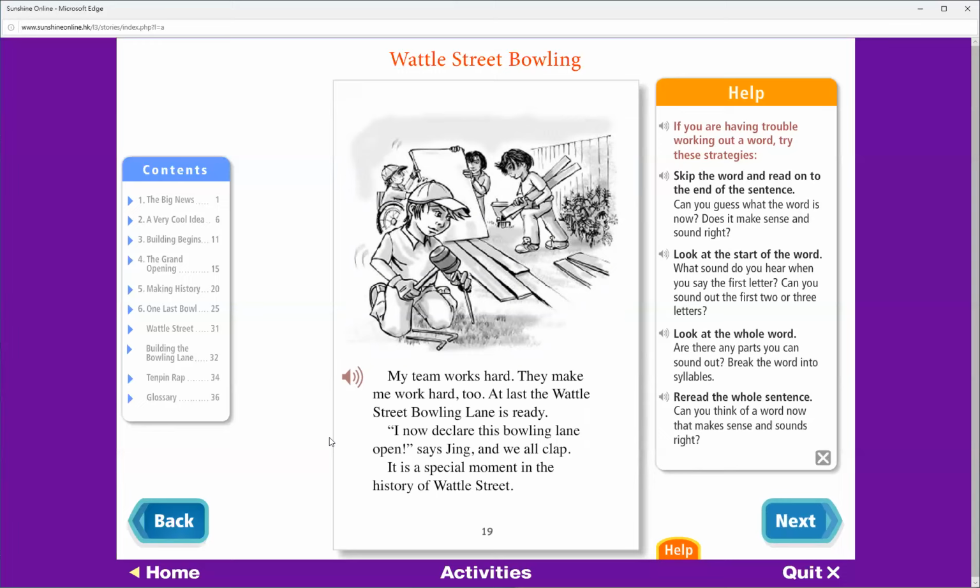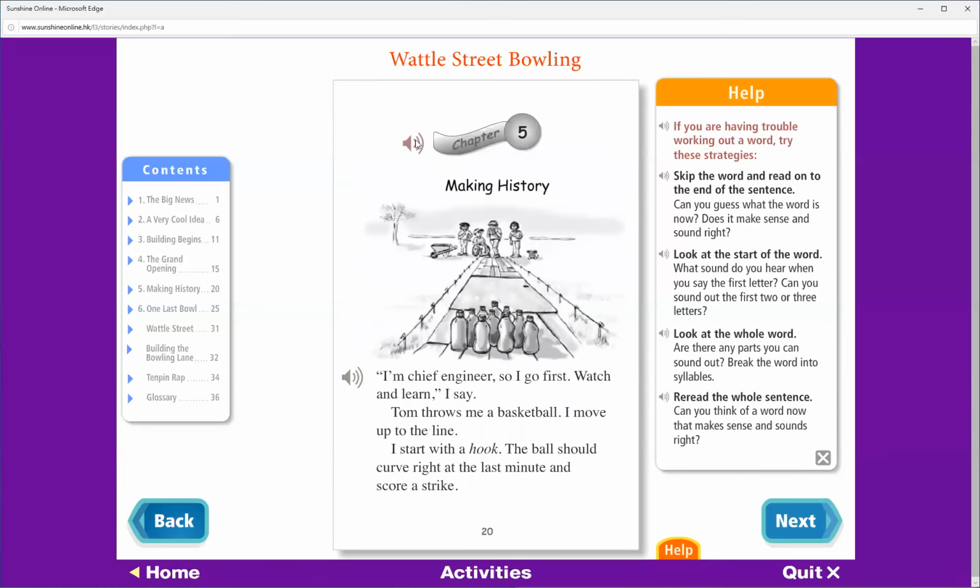At last, the Wattle Street bowling lane is ready. I now declare this bowling lane open, says Jing, and we all clap. It is a special moment in the history of Wattle Street. Chapter 5. Making History. I'm chief engineer, so I go first. Watch and learn, I say. Tom throws me a basketball. I move up to the line. I start with a hook. The ball should curve right at the last minute and score a strike.